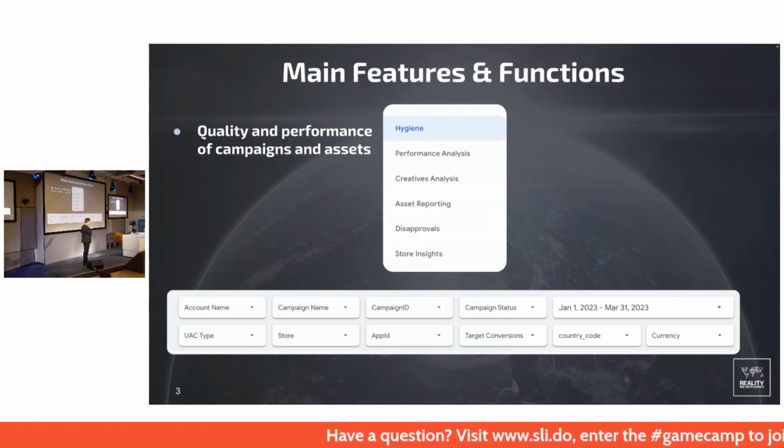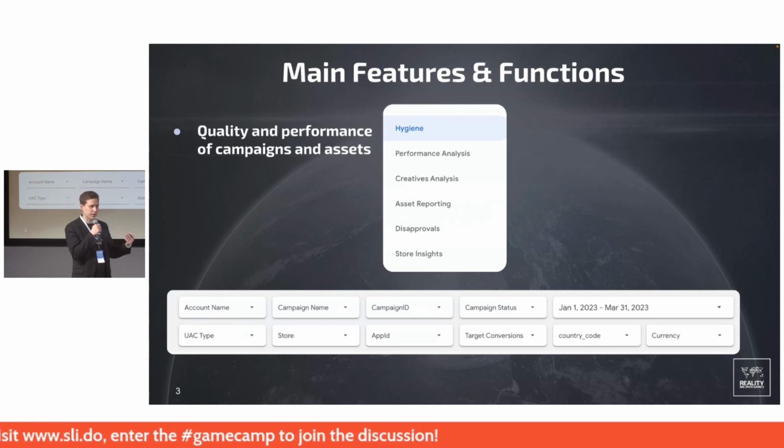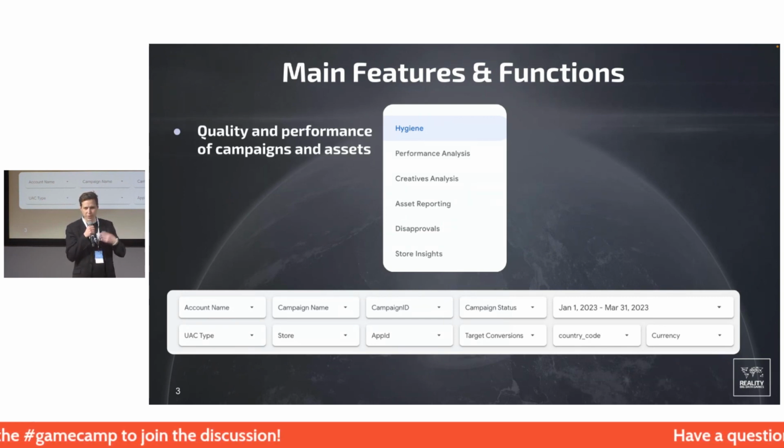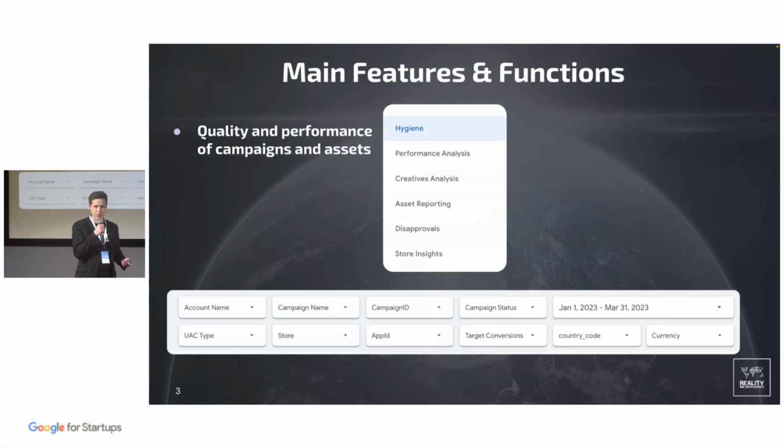We have here the hygiene of your assets and of your campaigns. The system also tells you what are the best settings. Then we have performance analysis of your campaigns. You have creatives analysis and assets reporting, which is a more detailed analysis of all your creatives. And I will try to very shortly explain a few of my favorite features.